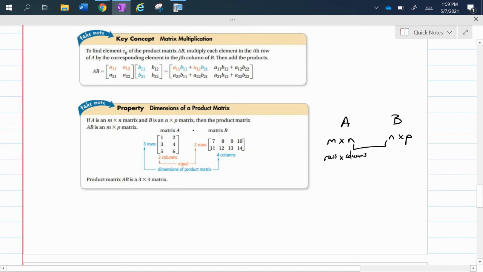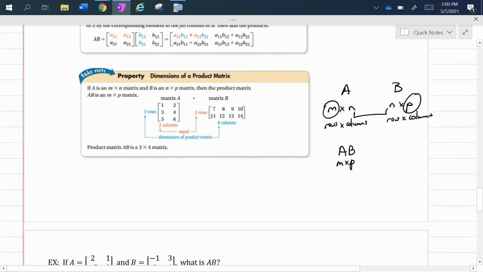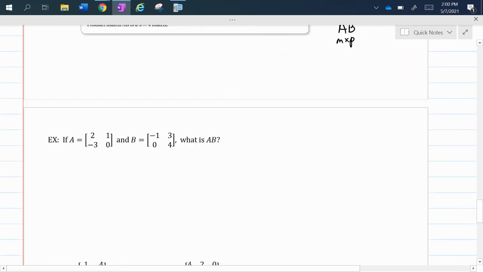Remember, this is rows by columns. That's how we describe matrix dimensions, rows by columns. And this is rows by columns. So if the columns in the first is the same as the number of rows in the second, then the matrix multiplication is possible, and the dimensions of A times B will be an m by p. Rows from the first, columns from the second. That's how we know if the matrix multiplication is even possible. So let's look at the example.